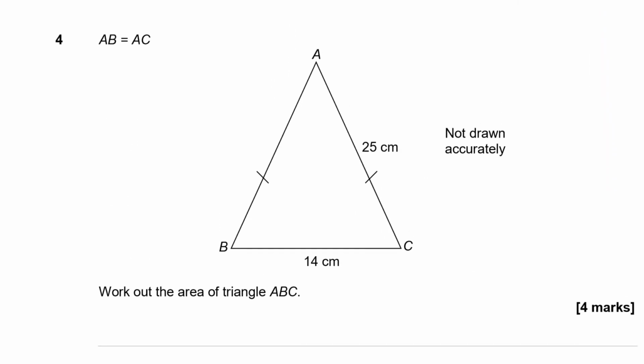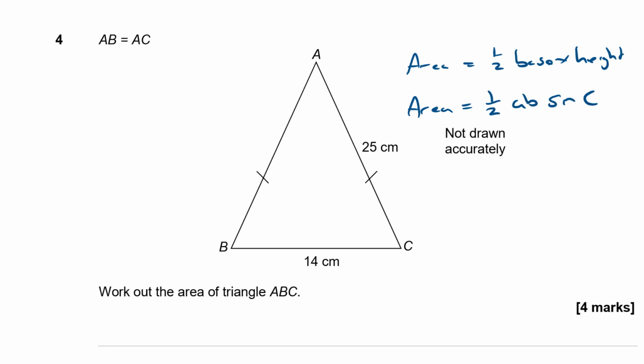Question 4. We're told that AB is equal to AC, so this is an isosceles triangle. And we're asked to work out the area of triangle ABC. Now, you should know 2 formulae for working out the area of a triangle. The first one is just half base times height, isn't it? Kind of the basic area of a triangle formula. But there's also the trigonometric version of it as well that you should be aware of. The area is equal to half AB sine C.